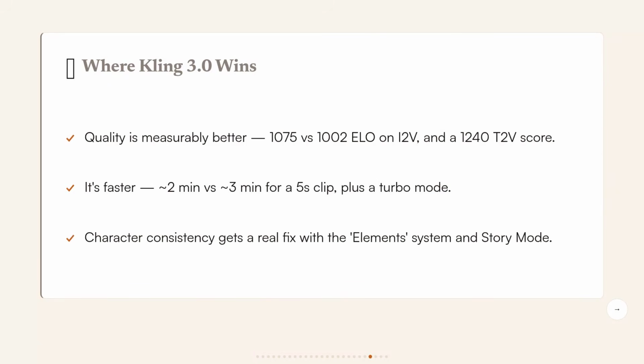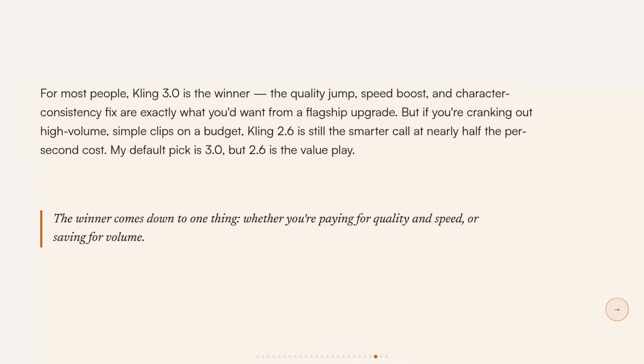If you're grinding through high-volume simple clips on a tight budget, Kling 2.6 is your pick at nearly half the per-second cost. But if quality and speed matter more than the bill, Kling 3.0 is the default, and that 73-point ELO gap is the number that closes the argument.